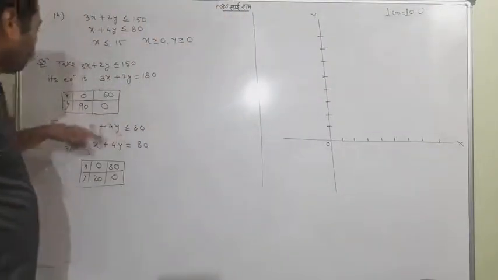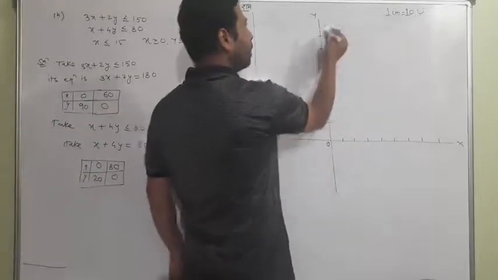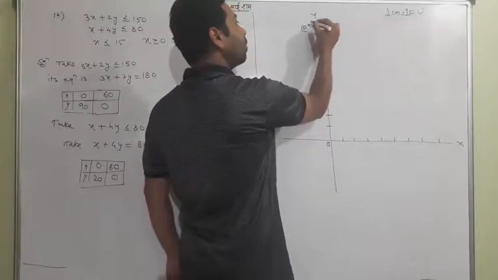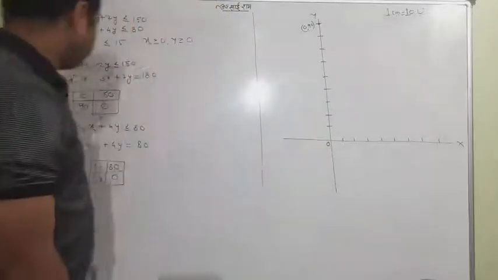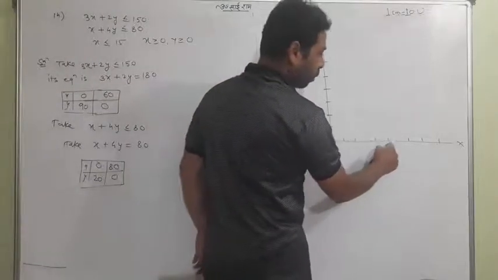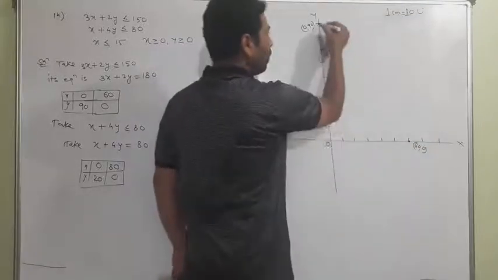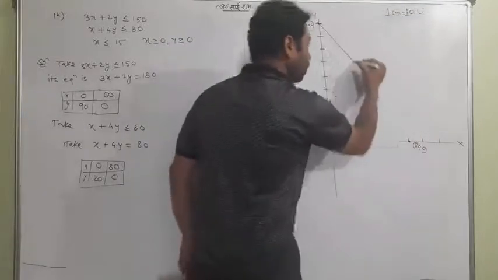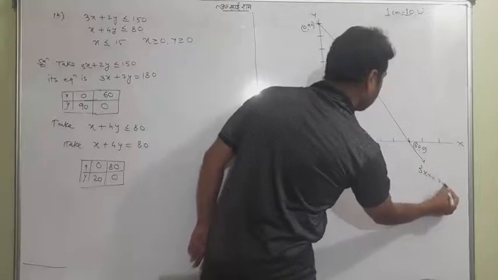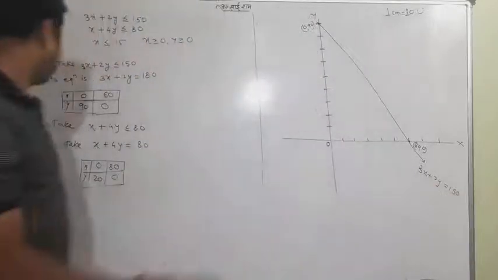So 1 centimeter equal to 10 units is a good scale there. Now go on with that. (0, 90) definitely, 90 meaning it is 8, 9. It is (0, 90). And (60, 0): 10, 20, 30, 40, 50, 60. This is (60, 0). And just go on by joining these two points, you can say it is 3x plus 2y equal to 150.